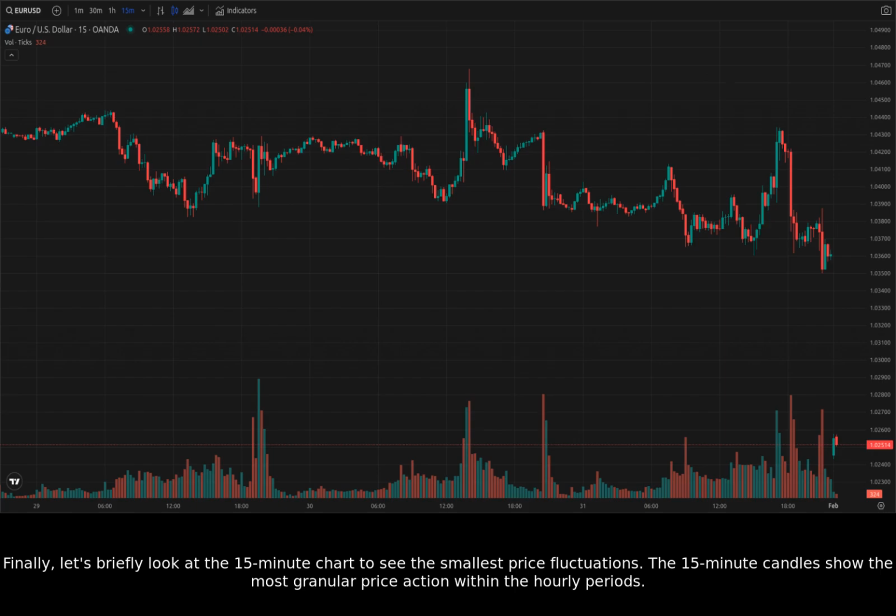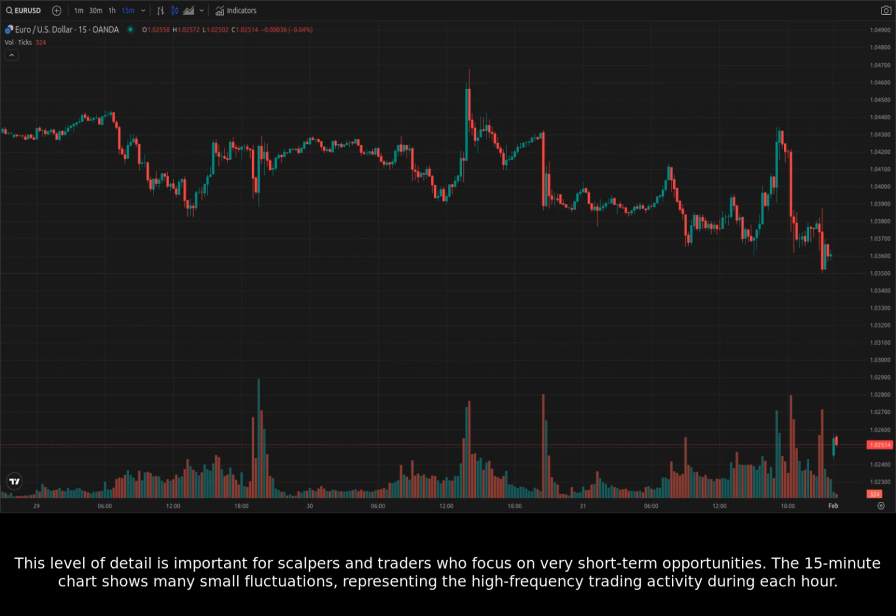Finally, let's briefly look at the 15-minute chart to see the smallest price fluctuations. The 15-minute candles show the most granular price action within the hourly periods. This level of detail is important for scalpers and traders who focus on very short-term opportunities. The 15-minute chart shows many small fluctuations, representing the high-frequency trading activity during each hour.